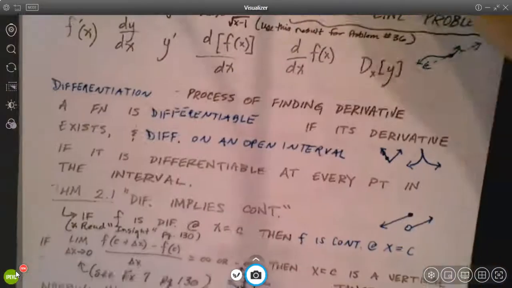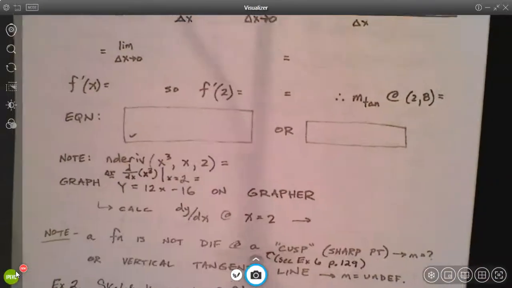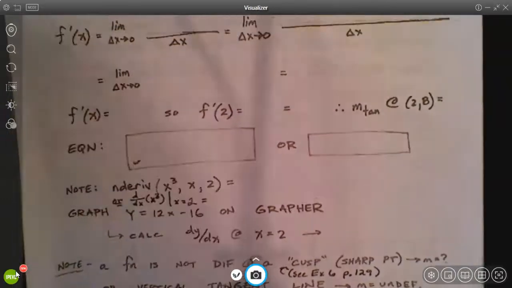All right, let me flip the page for you. So jump over to this one.